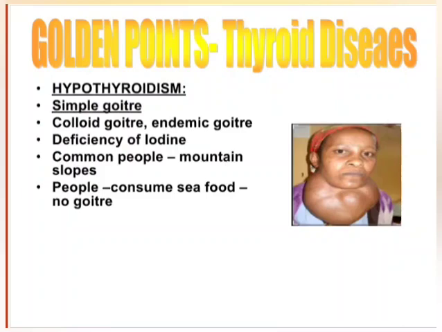Simple goiter is common in people who are living on the mountain slope. On the mountain slope, there is no iodine content, because of the rainwater, the salt having the iodine, that iodine also washed away due to the slope area. So the vegetables and fruits do not have iodine content on the mountain slope, so people cannot get the iodine, which leads to simple goiter.